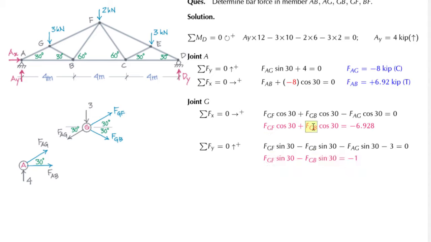You have the elimination method, matrix method, substitution method, and you know that. So if you solve, you can also use a calculator. Solving these two equations, we get FGF as minus 5 kip and FGB as minus 3. So both of the forces are negative, that is why they are in compression, C. So actually we have found out the magnitudes of FAB, FAZ, GB and GF.